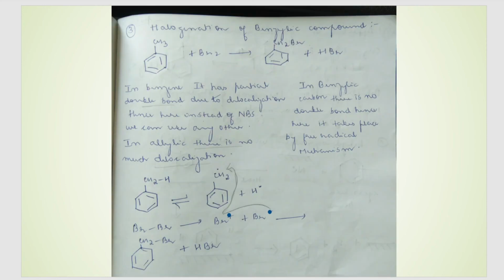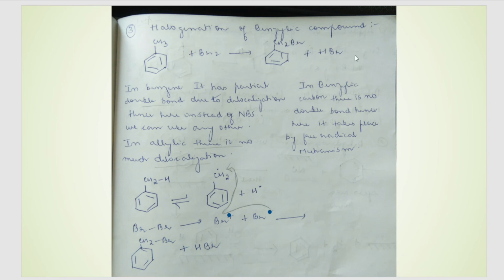Next is halogenation in case of a benzylic compound. So here we are taking a benzylic compound like a benzene ring with a methyl group on it. One of the examples for a benzylic compound is toluene. In the presence of Br2, what happens? The reaction proceeds by a free radical mechanism. One of the protons is removed and it is substituted by halogen. So we'll get a halogenated benzylic compound plus HBr.